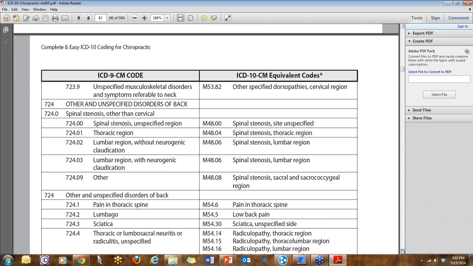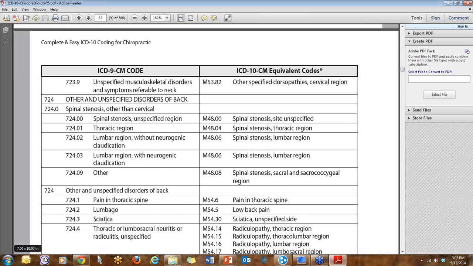Okay, here we go. 724.3 sciatica. That's going to take you over here. It's going to say unspecified because it just gets you going. So M54.30. So you're going to go to this section, this code right here.